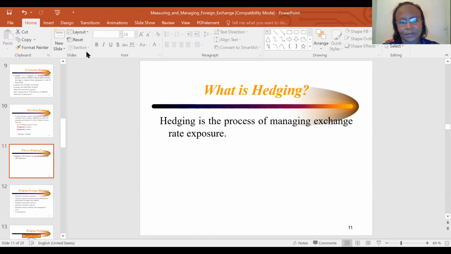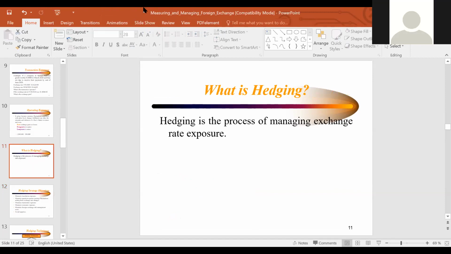Now, up to there we are together. Any question? Any question? I want us to move to hedging. I've shared the notes. I think the notes I've shared are a bit comprehensive compared to what I have here.